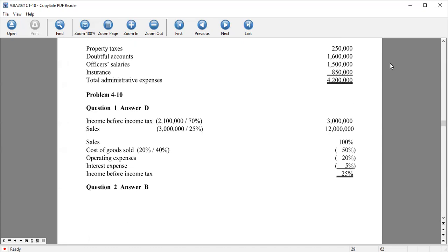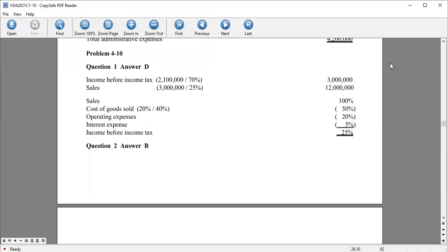So with question number one, to be reported as sales, we have the income before income tax of 2,100,000, and we divide it by 70%, the fact that the income tax rate is 30%, so meaning 100% minus 30%. So we have 3 million, and that's your income before income tax. Divide it by 25%. So that gives us your amount of sales equal to 12 million.